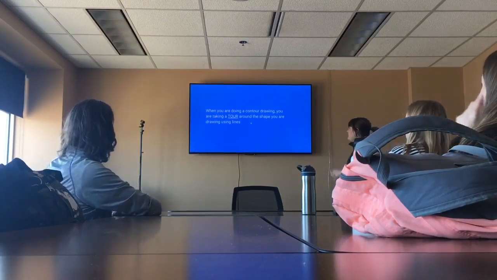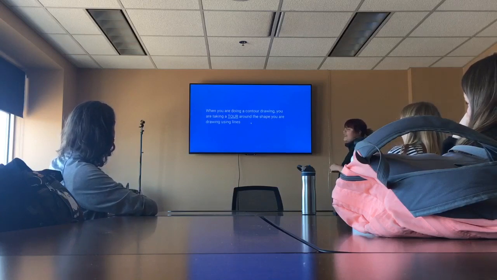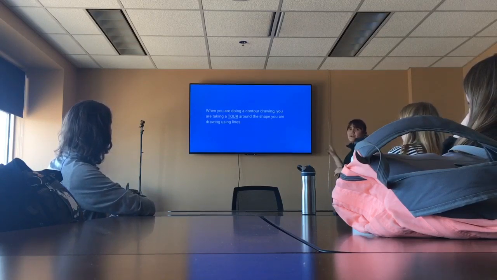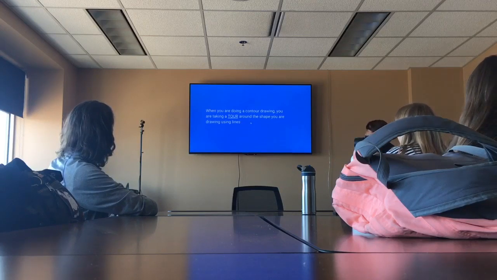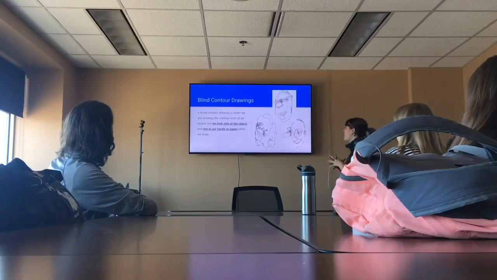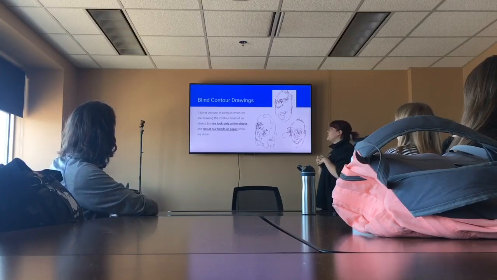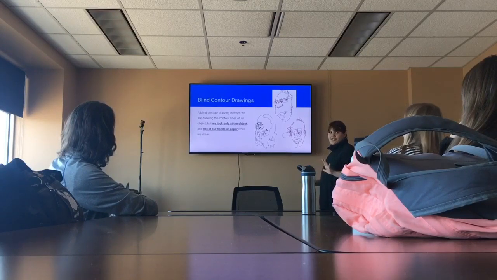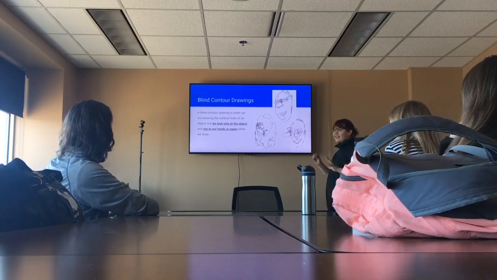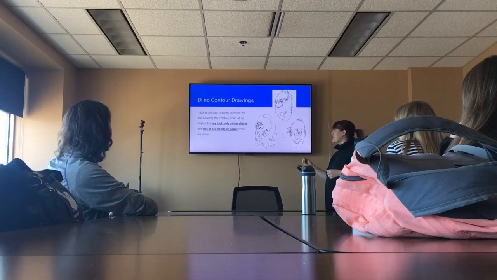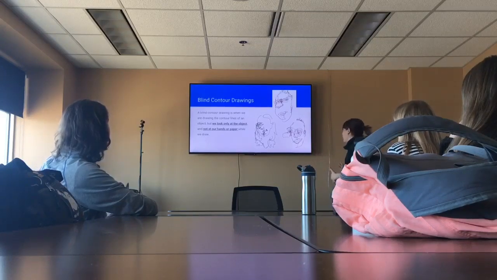Okay. So when you're doing a contour drawing, you can think about it as you're taking a tour around the shape that you're drawing by using lines. So with a blind contour drawing, you're still using lines, but when you do this, you only look at the object and you don't look at your paper while you're drawing. So when you're doing this, you're trying to translate what you see through your hand and improve your hand-eye coordination through that.